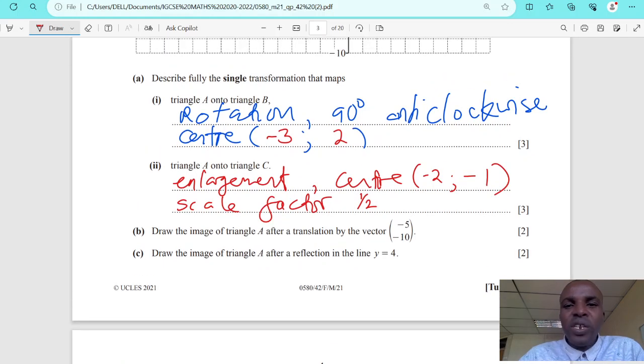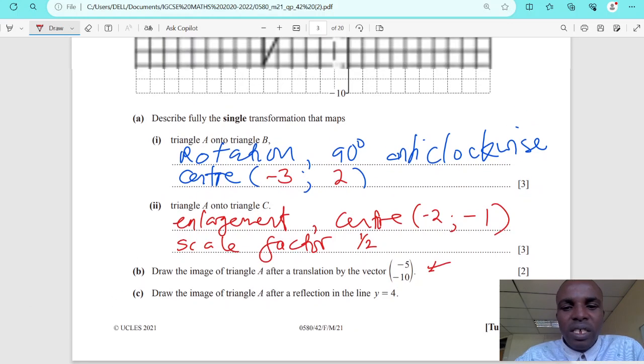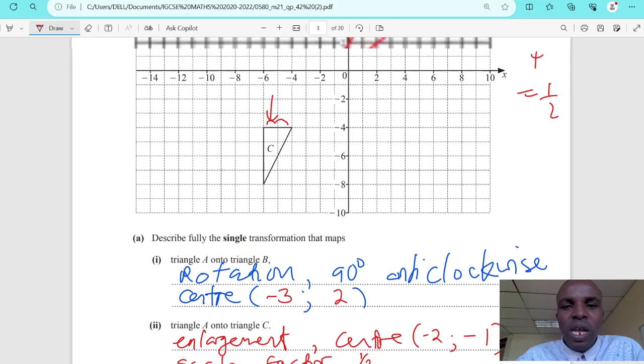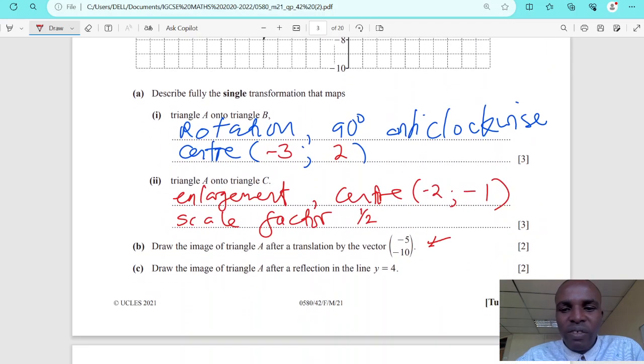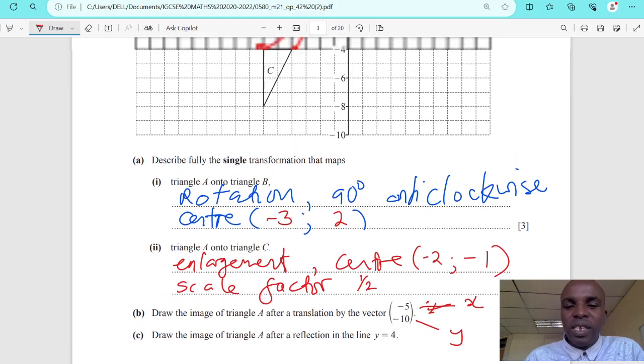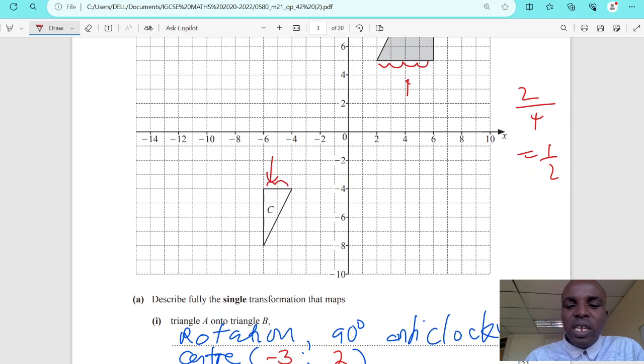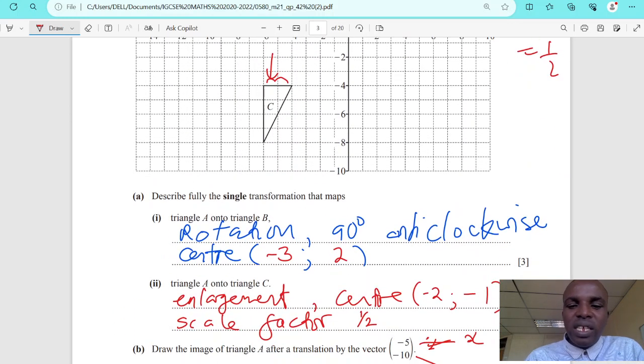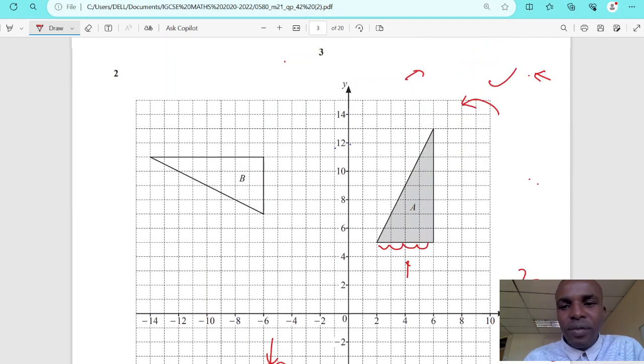Then next part, draw the image of triangle A after a translation by vector (minus 5, minus 10). You can use the counting method, or you can just add this vector to all the points on triangle A. Right? Let's use the counting method, but please take note of the scale. Scale is very, very important. So if you are to count, it means minus 5 in the x direction and minus 10 in the y direction. X decrease is going to the left and y decrease is going downwards. So you count minus 5 x and minus 10 y.